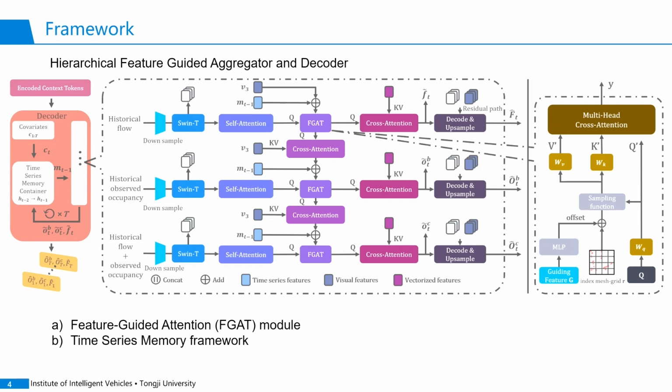Specifically, we proposed the feature-guided attention module, FGAT in short, to leverage guiding features during the feature extraction process. Additionally, for temporal prediction target, to enhance temporal relevance and consistency of the prediction output, we adopt the time series memory framework. This framework updates the temporal information hidden state within the time series memory container and outputs feature information from all previous prediction time steps for feature fusion.